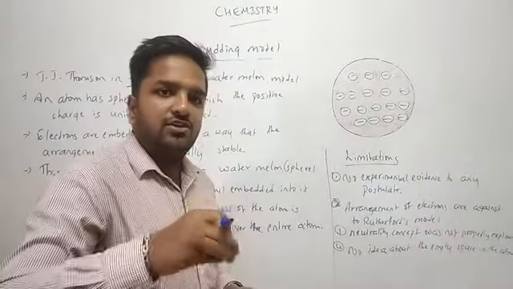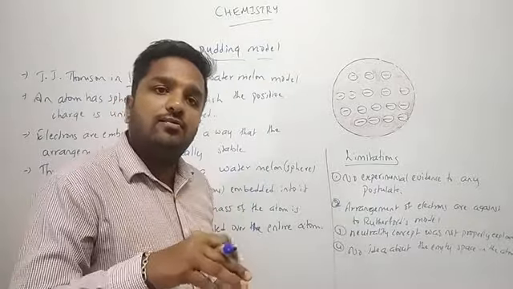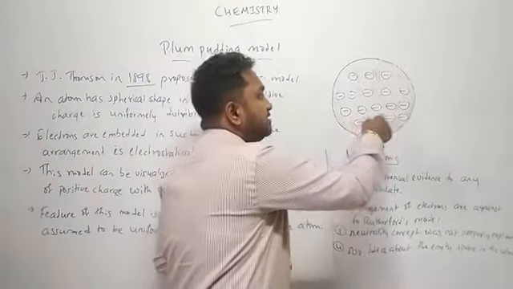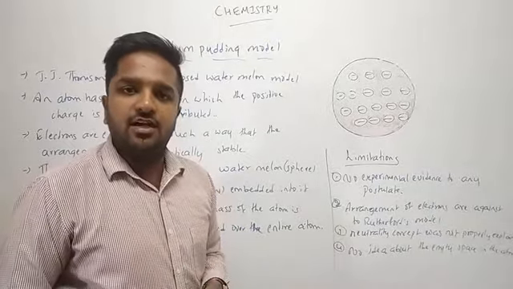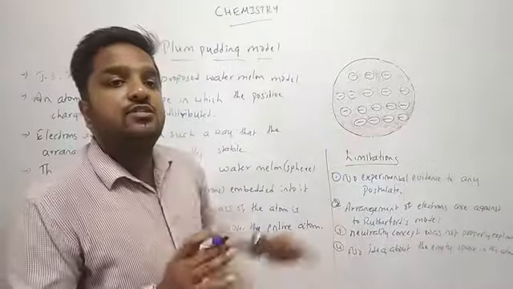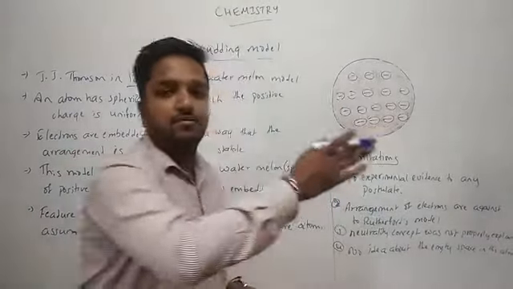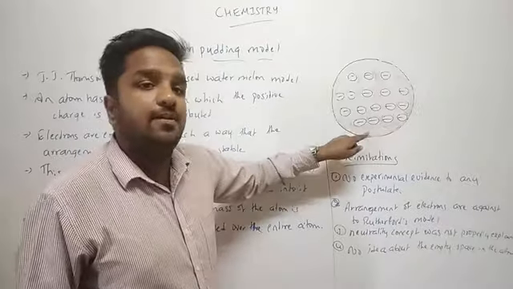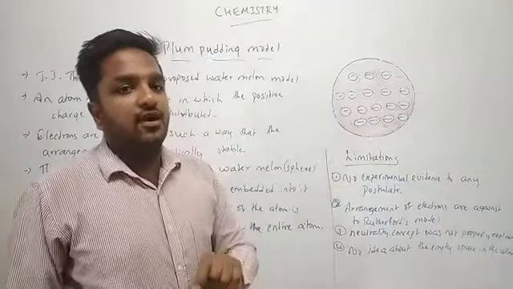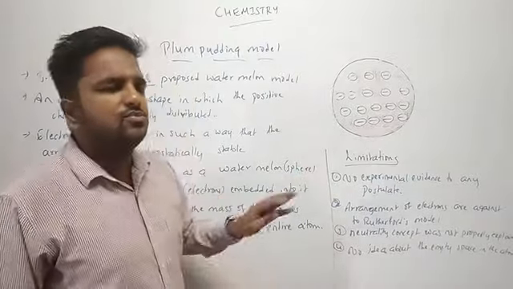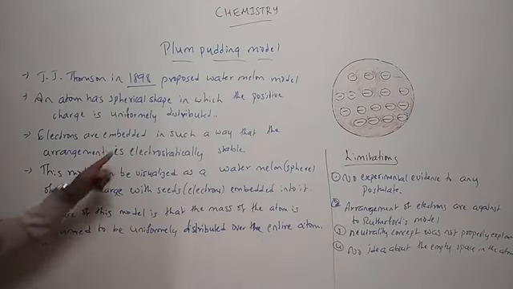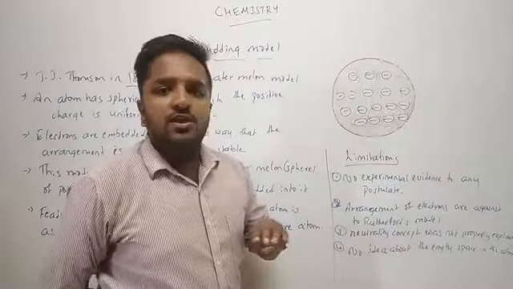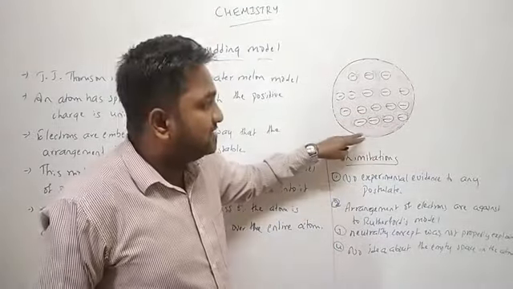The electrons are embedded like the black seeds in the watermelon, and the rest, what we are seeing in red, is all positively charged. That means, according to him, the positive charge is uniformly distributed all over the atom. The atom is spherical, the positively charged particles are uniformly distributed, and the negatively charged particles are arranged like the black seeds in a watermelon. This was his concept. The electrons are embedded in such a way that the arrangement is electrostatically stable.